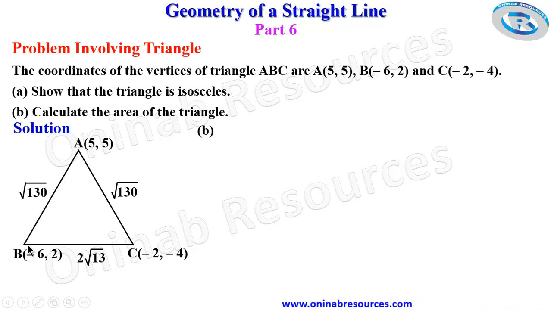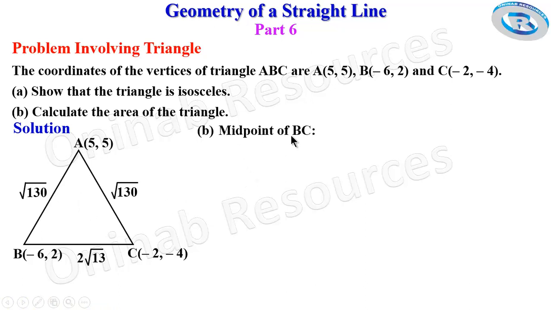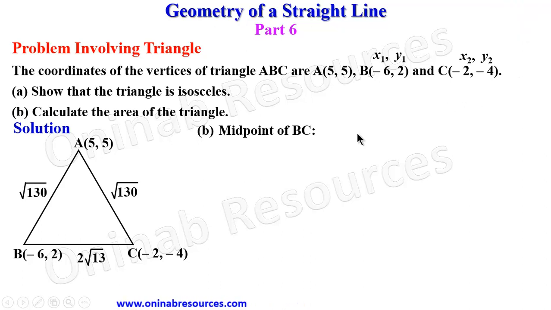Let us calculate the midpoint of BC, and we'll then be able to get a height. Remember, the midpoint is the sum of the x coordinates divided by 2 and the sum of the y coordinates divided by 2 to give us the point. Name the points B and C to be x1, y1, x2, y2.